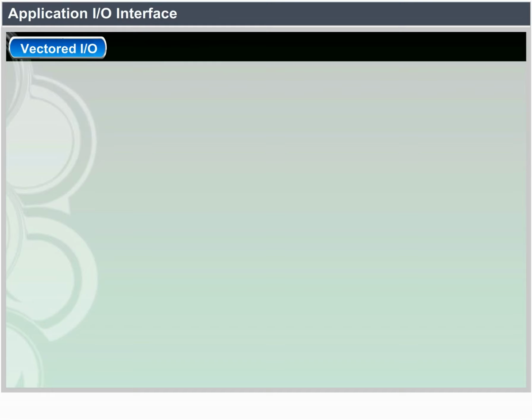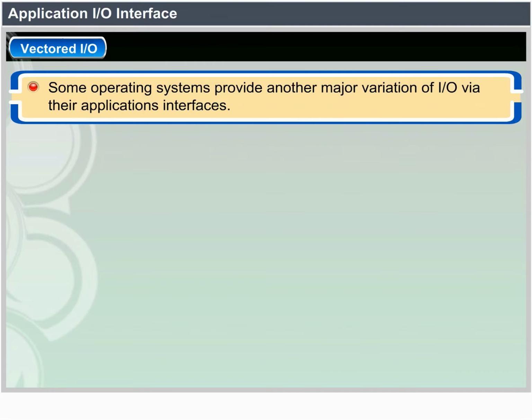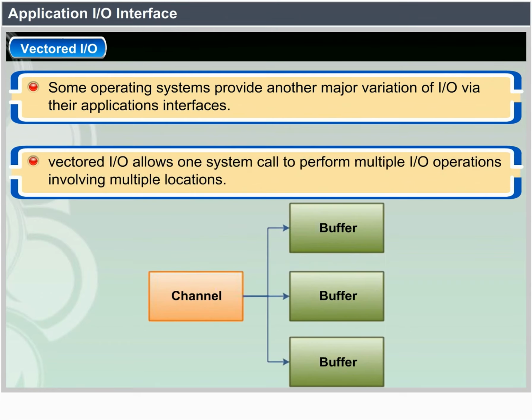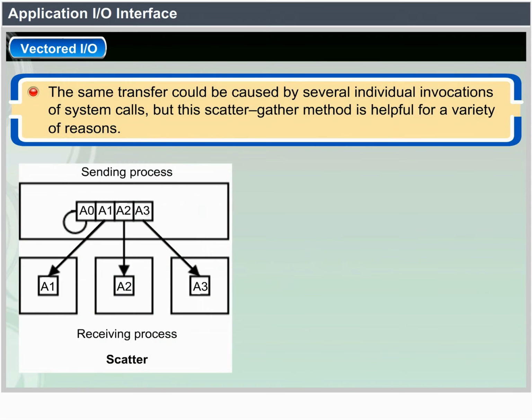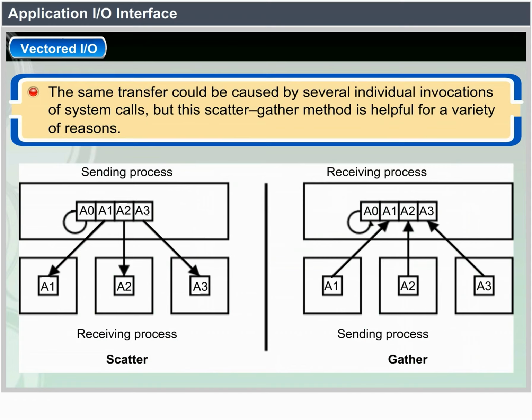Vectored input-output. Some operating systems provide another major variation of input-output via their application interfaces. Vectored input-output allows one system call to perform multiple input-output operations involving multiple locations. For example, the Unix readv system call accepts a vector of multiple buffers and either reads from a source to that vector or writes from that vector to a destination.